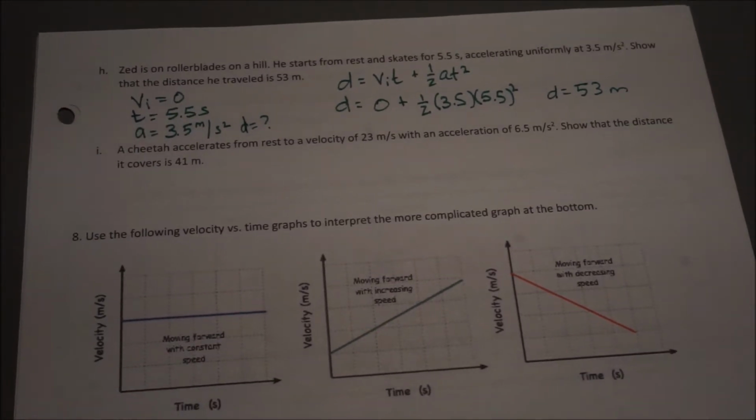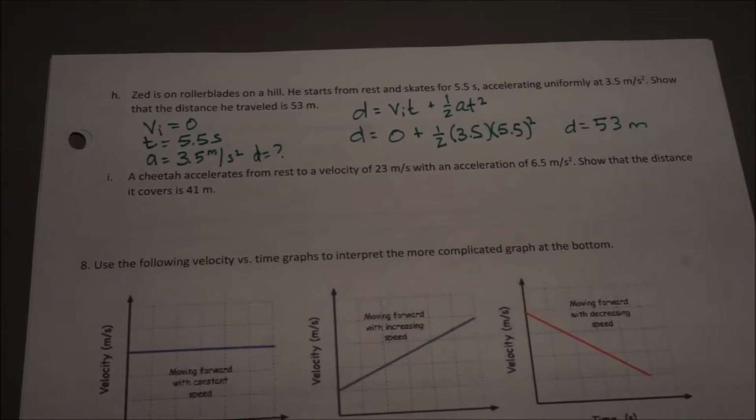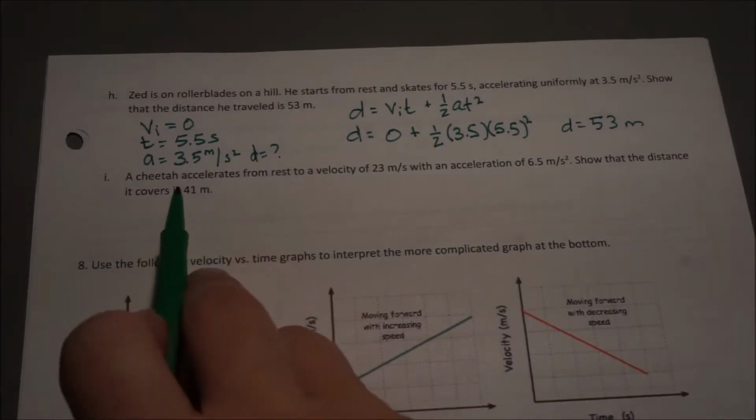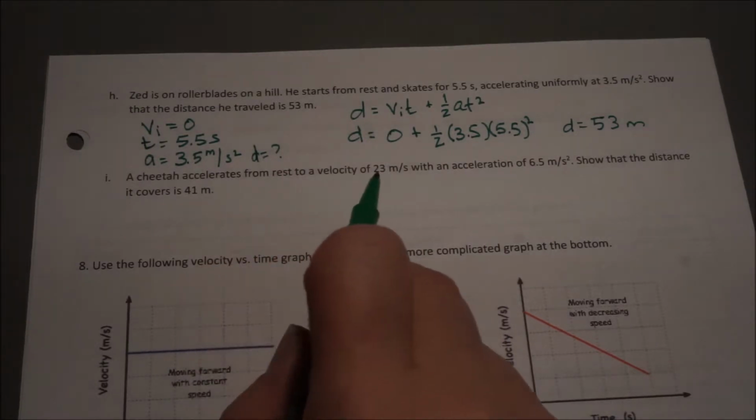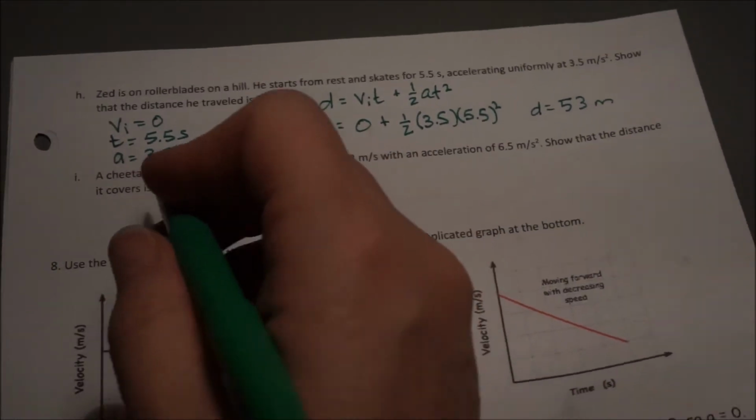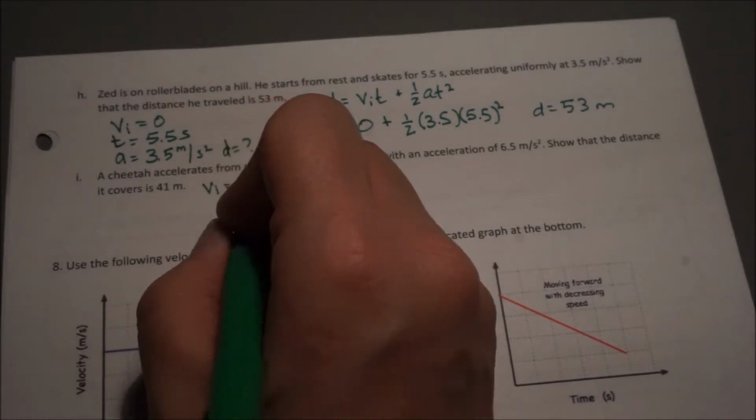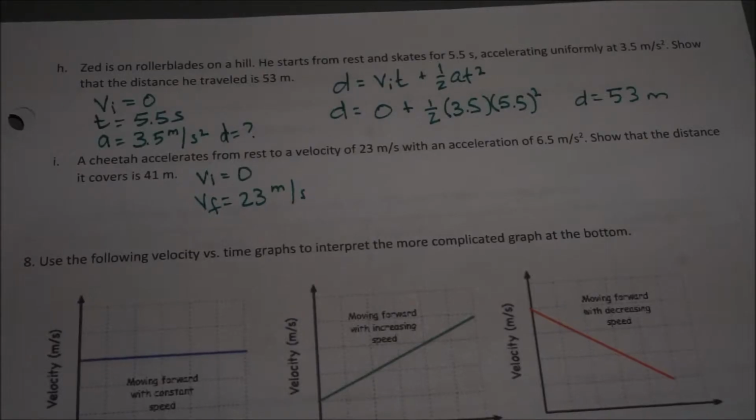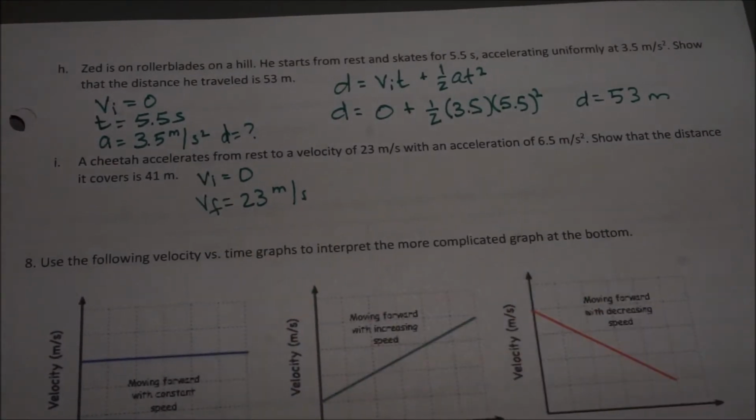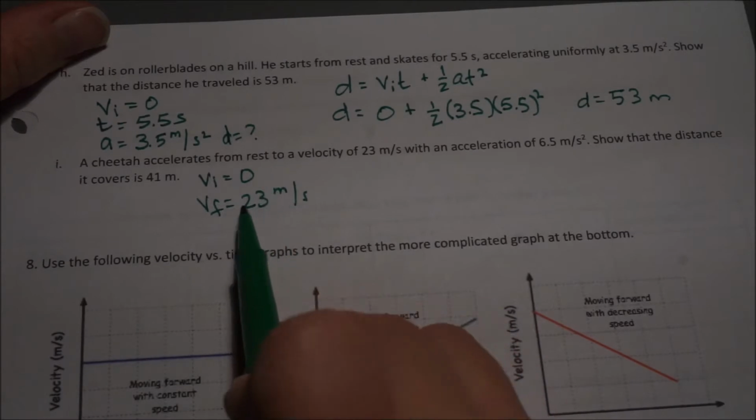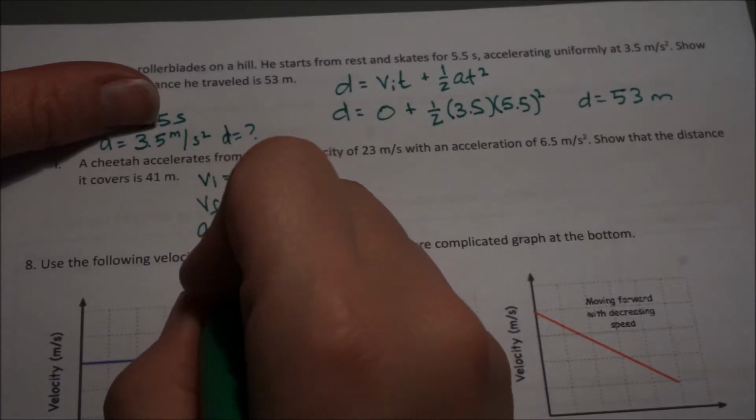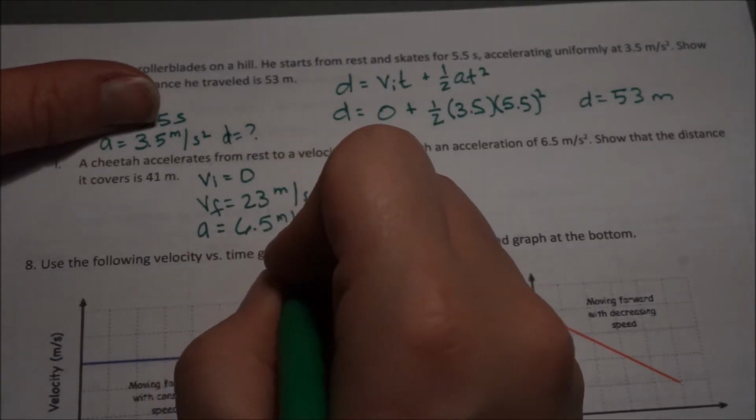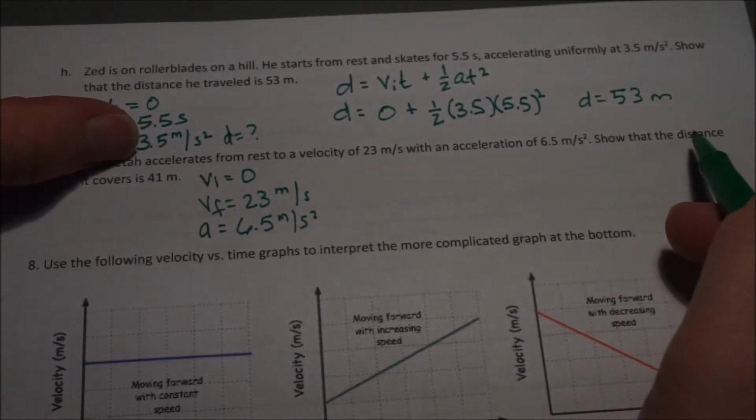The last one of these: a cheetah accelerates from rest to a velocity of 23 meters per second with an acceleration of 6.5 meters per second squared. So he accelerates from rest to 23 meters per second. Those are both of our velocities, initial and final. All right, my camera cut off, so let me pick up where I left off. We have an initial velocity of 0 and a final velocity of 23 and an acceleration of 6.5 meters per second squared. We're trying to prove the distance was 41 meters.